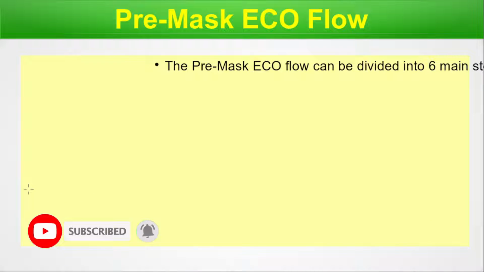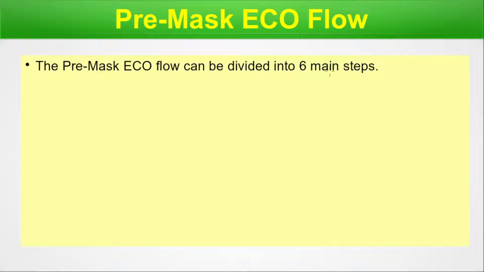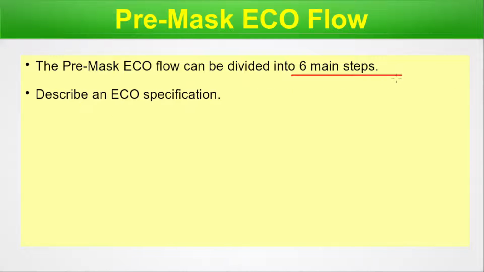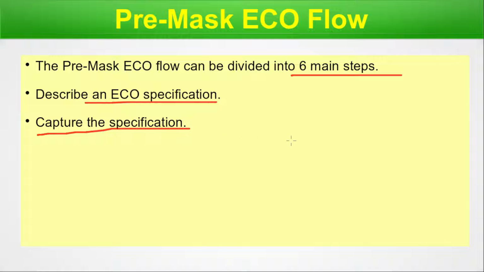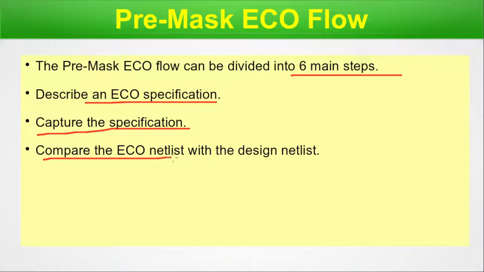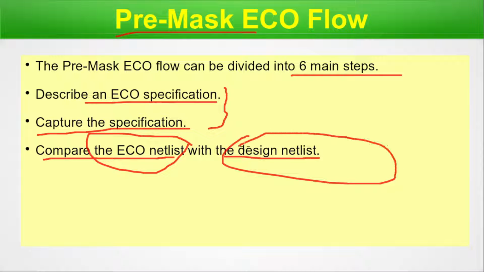Pre-mask ECO. The pre-mask ECO flow can be divided into six main steps. First, describe an ECO specification. Next, capture the specification. Next, compare the ECO netlist with the design netlist. Here we are looking for the changes, and we have the ECO netlist as per our changes. We also have the original design netlist, which we have already designed and which may come out with a bug, and hence we are correcting it with the ECO. These two should be tallied.